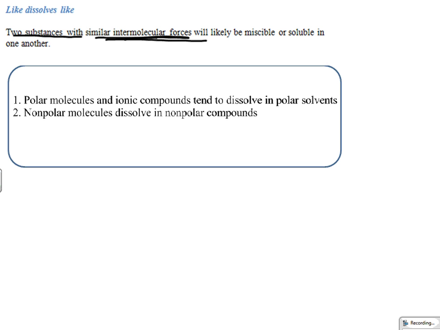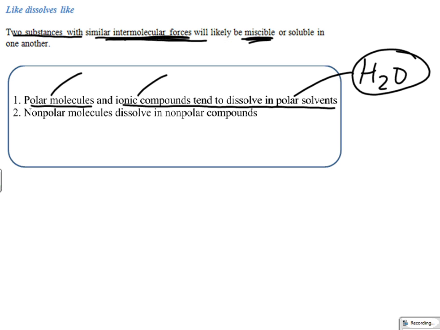It all depends on intermolecular forces. They use the term miscible. Miscible means soluble, like you've ever heard that oil and water won't mix, because oil and water aren't miscible. So polar molecules and ionic compounds will tend to dissolve in polar substances. So if something is either polar or ionic, it'll dissolve in a polar substance, and the one we care about the most often in chemistry is water. Water is very polar. Non-polar molecules will only dissolve in non-polar compounds. So that's when we say like dissolves like.